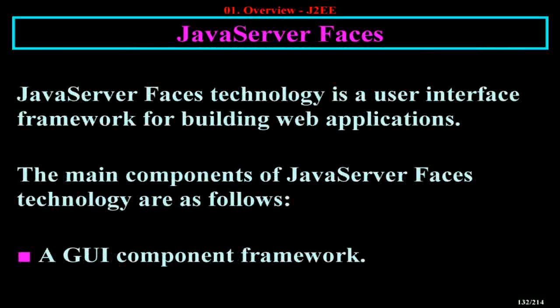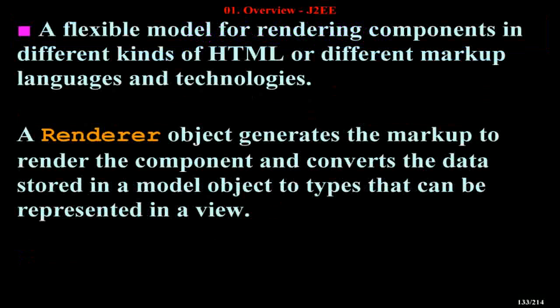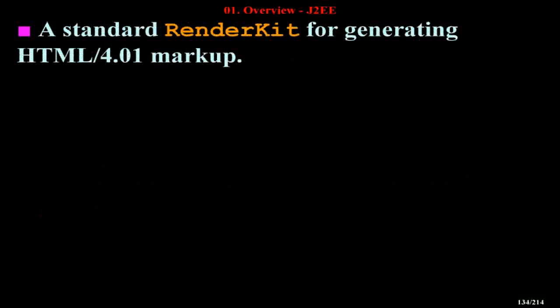A GUI component framework. A flexible model for rendering components in different kinds of HTML or different markup languages and technologies. A renderer object generates the markup to render the component and converts the data stored in a model object to types that can be represented in a view. A standard render kit for generating HTML.